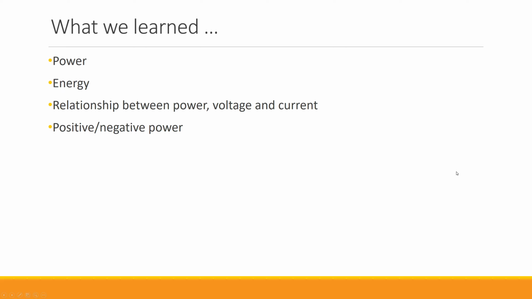In this video, we learned how power can be calculated based on the equation that we have for energy. Also, we saw the relationship between power and voltage and current at any given time in our circuit and for any circuit element. And finally, we saw how we can come up with the positive and negative equations for power that can help us determine whether a circuit element is absorbing power or providing power at any given time.